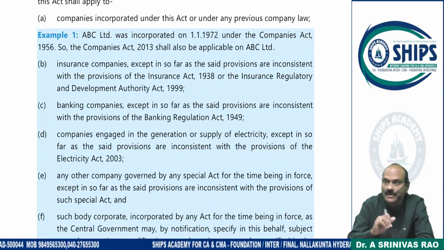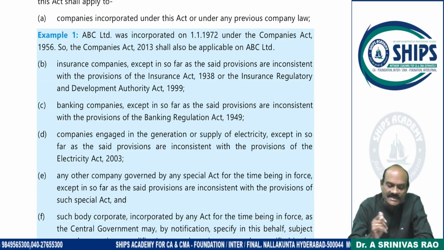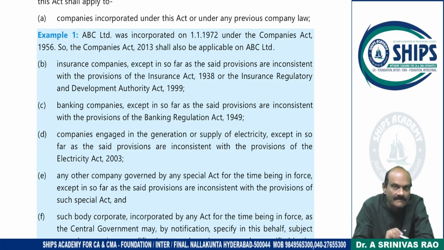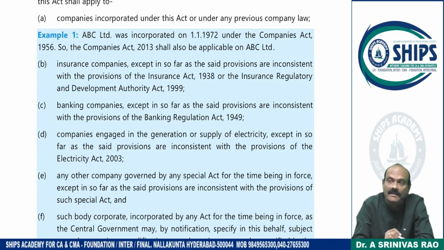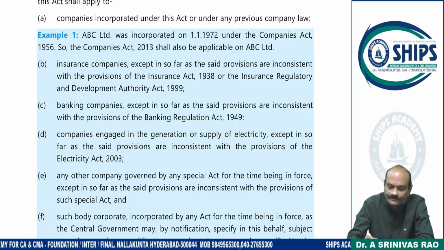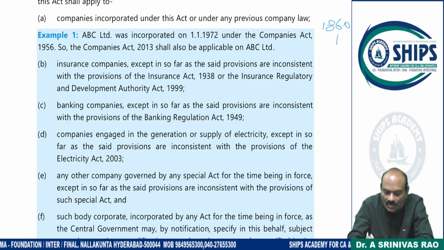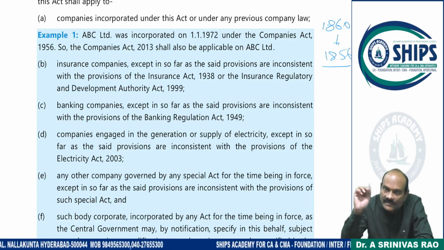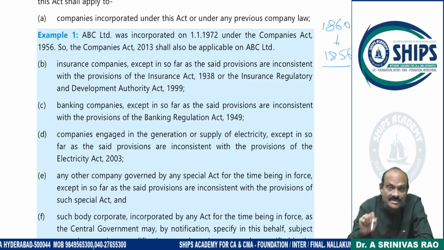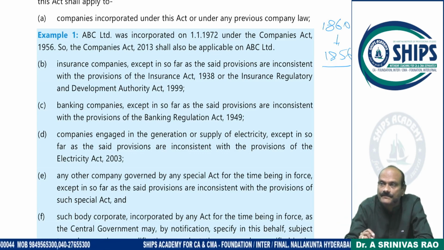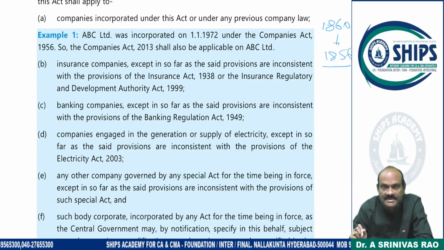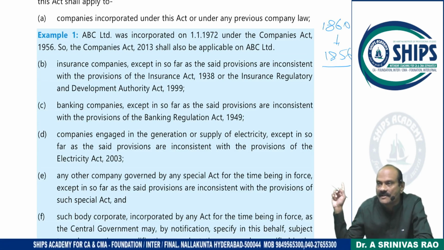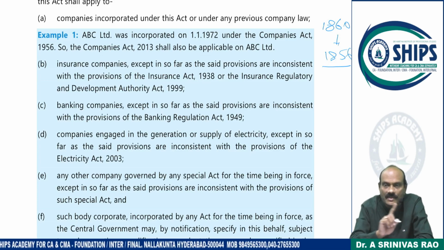And where is this act applicable? The Companies Act is applicable to every company which is registered under the Companies Act 2013 or under any previous company law. What is the previous company law? Before 2013, the previous law was 1956. When did the first Joint Stock Companies Act come into force? 1860. From 1860 to 1956, under these laws also, if our company got incorporated, it comes under the administration of the Companies Act 2013. Separately, you need not get registered.